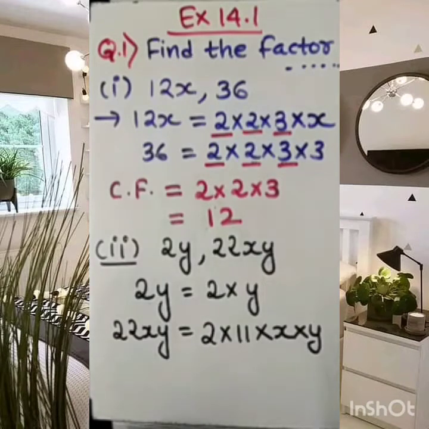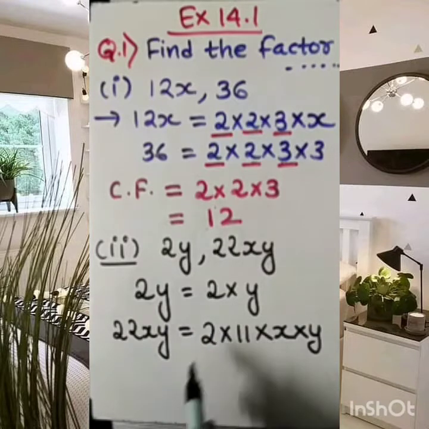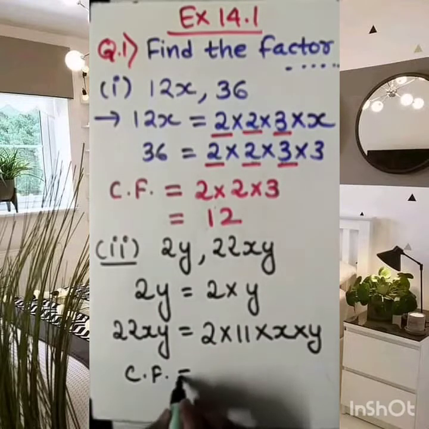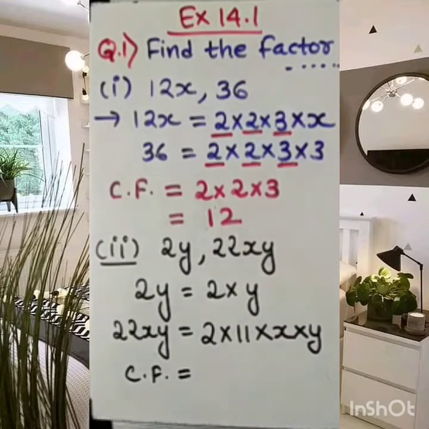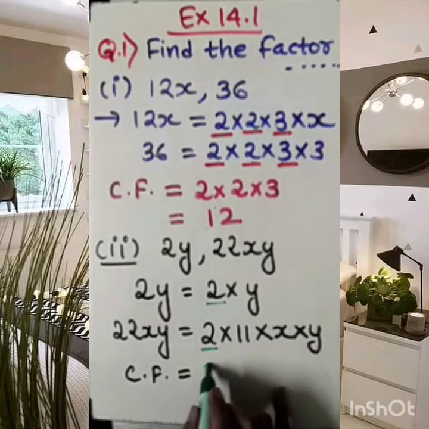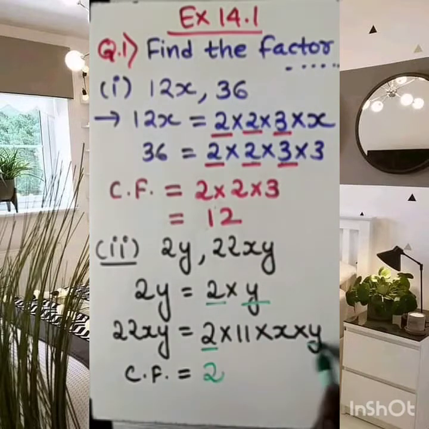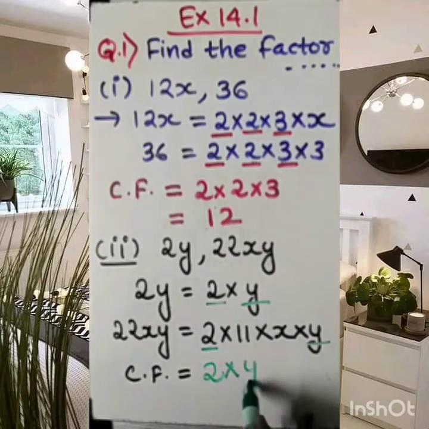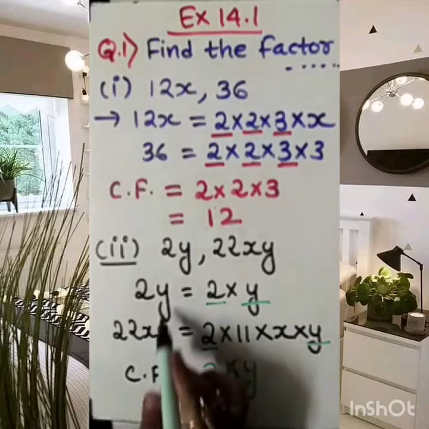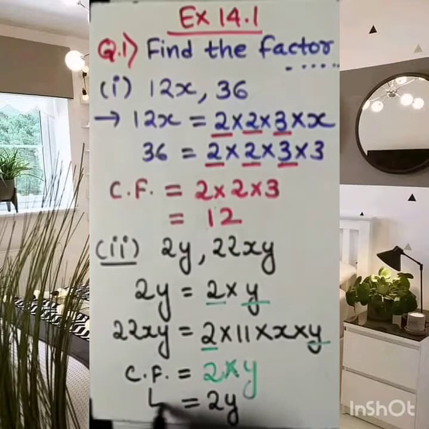Now, out of these, the first term and second term, which are the common factors? Let's work them out. So dear student, here we can see 2 is present in both of these terms. So 2 is common. Except 2, we can see y is present in this term and here also. So it is 2 into y. So finally, we can say that the common factor in both of these two terms is 2 into y, that is 2y. So let's work out the next.